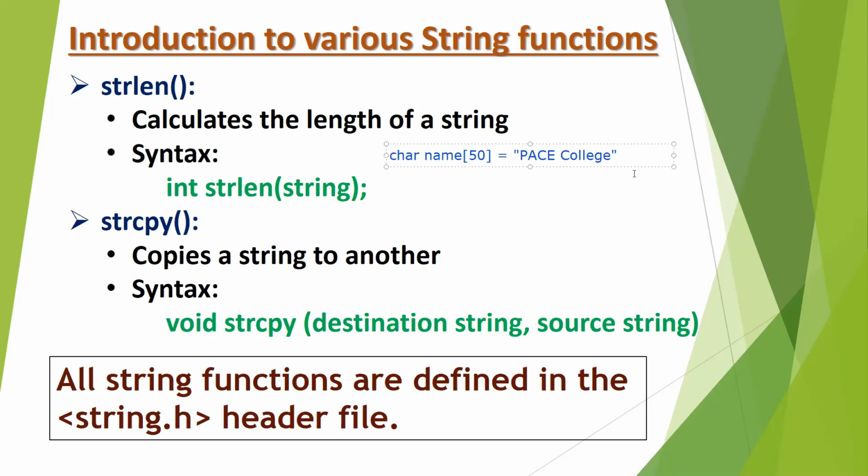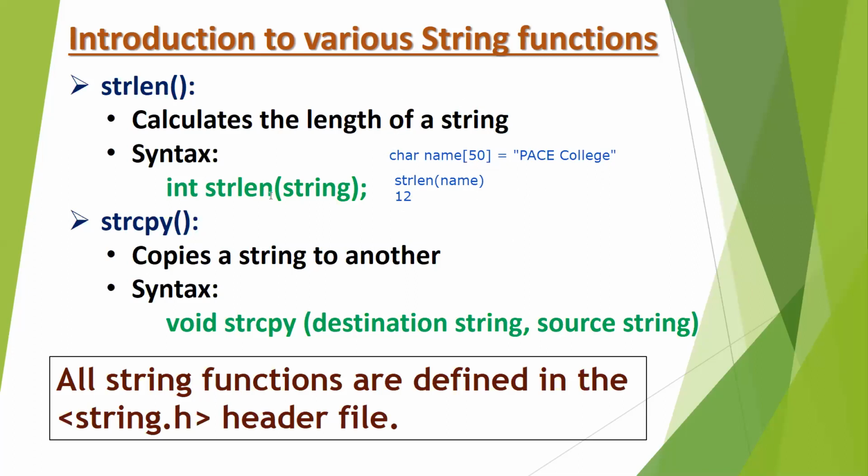So that it won't be any problem in storing the complete character, right? If this is the value for this particular name, and I calculate the strlen function, string length of name, the value returned by this function is 12, because it has 12 characters: 1, 2, 3, 4, 5, 6, 7, 8, 9, 10, 11, 12. Space is also counted as a character. So it will give the total number of characters in the variable, right?